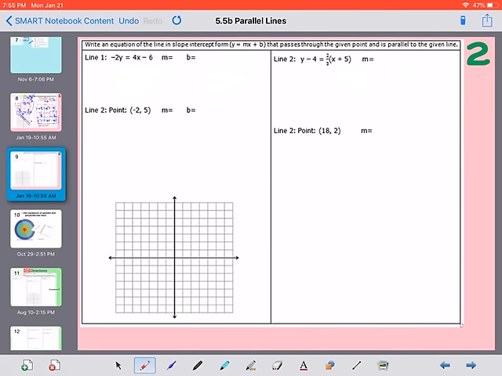We're going to do the same thing on the back side. Write an equation of the line in slope-intercept form, y equals mx plus b, that passes through the point and is parallel. So in order to find our slope on this first one, we do need to solve for y.